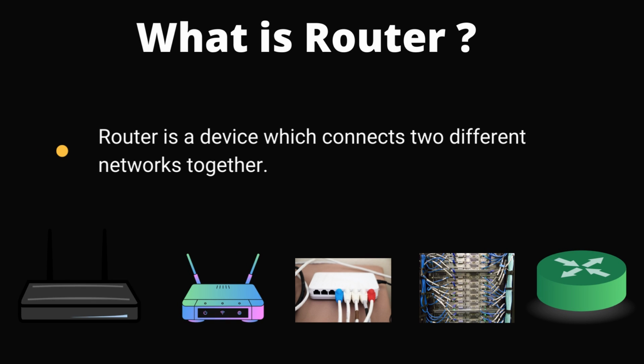The router is a device which connects two different networks together. It's a simple definition of router, right? So you can see the symbols, right? So how actually router look like.